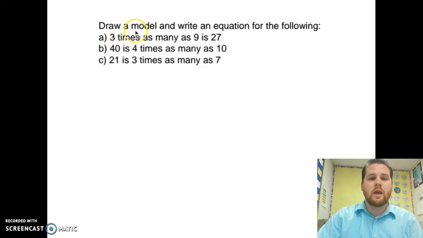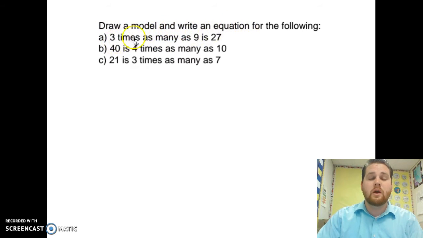It says, draw a model and write an equation for the following. So now we have comparison equation problems right here. So 3 times as many as 9 is 27. That is called a comparison multiplication problem. So they told us to do 2 things here. If you are trying to solve this problem, you would do both of these. It says draw a model, and it says write an equation.